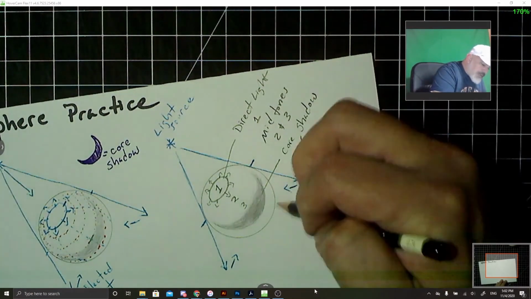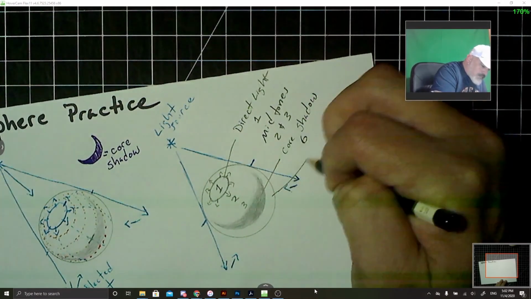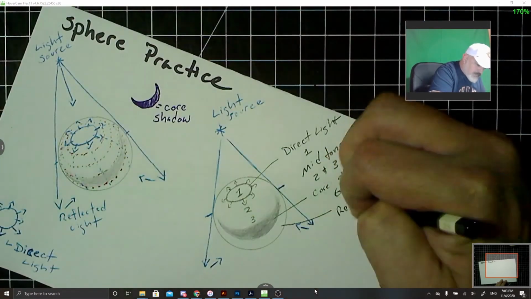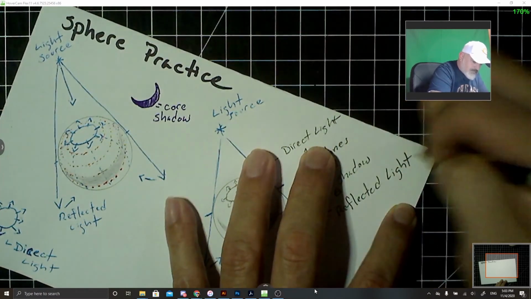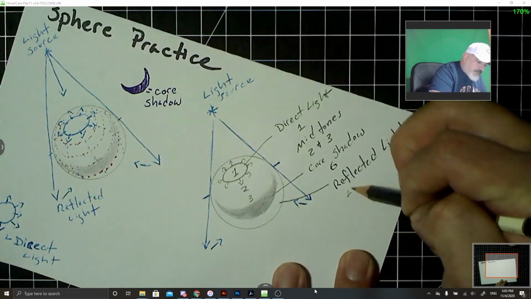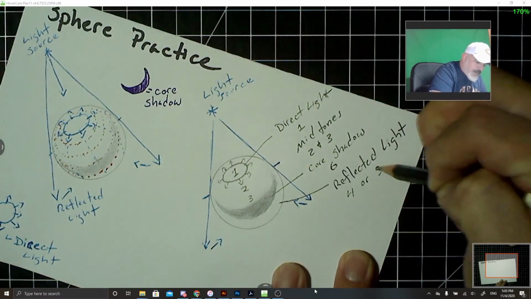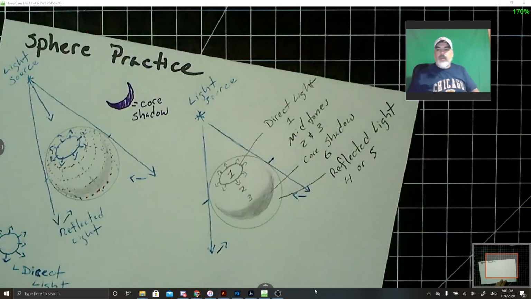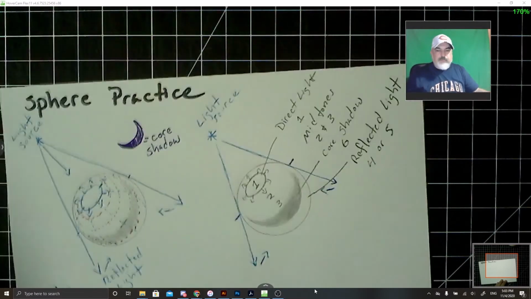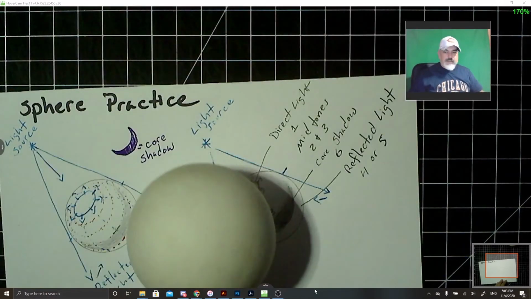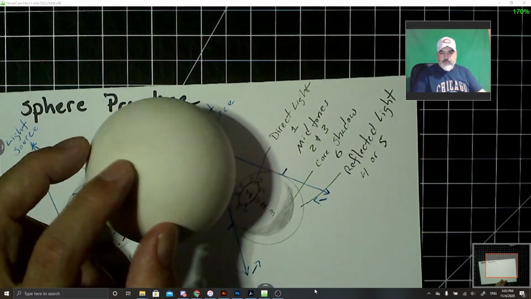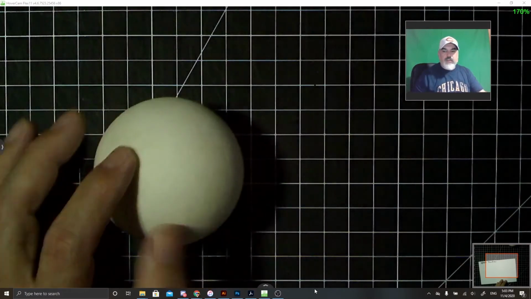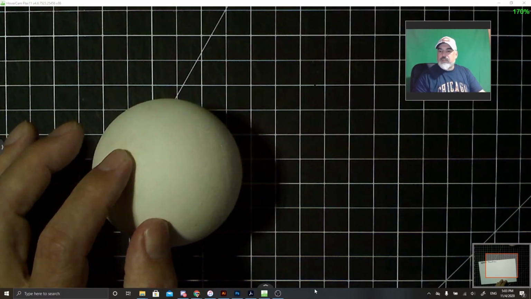Now, my reflected light is going to be a 4 or 5. Okay, now why would I say a 4 or 5? Well, it's simple. If my sphere is sitting on a light surface, you're going to get a much brighter reflected light. If it's sitting on a dark surface, you're barely going to notice that there's a reflected light. It's going to be closer to the core shadow, the color.